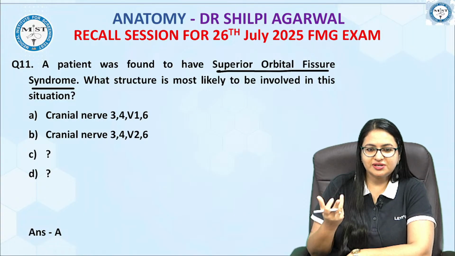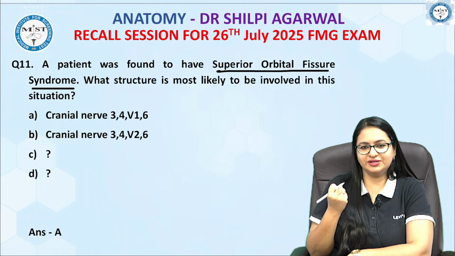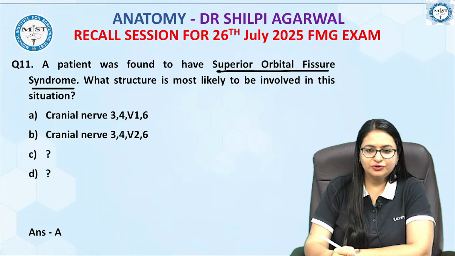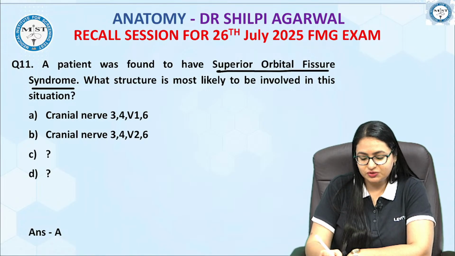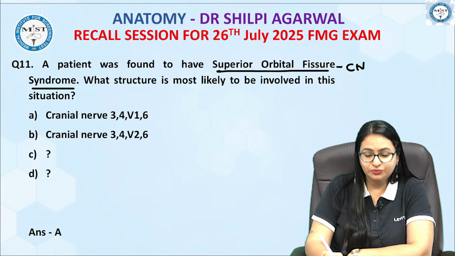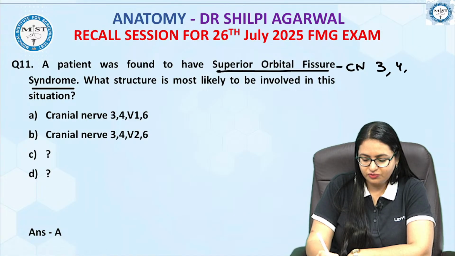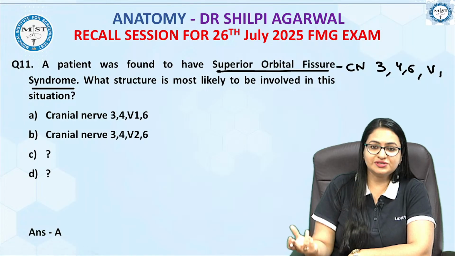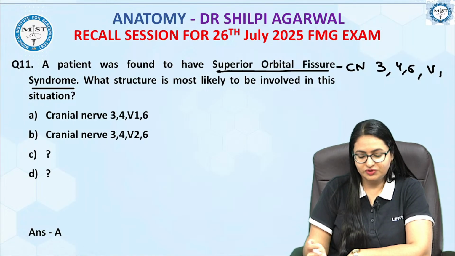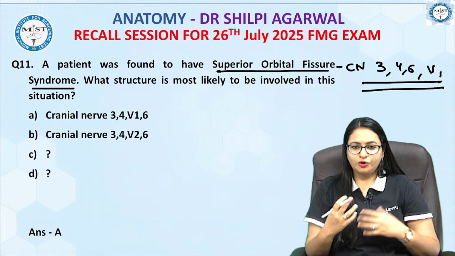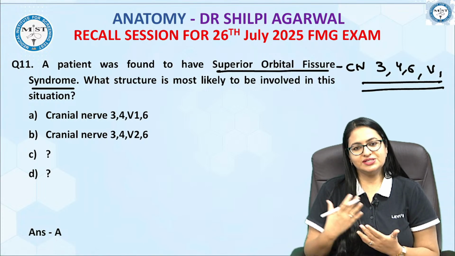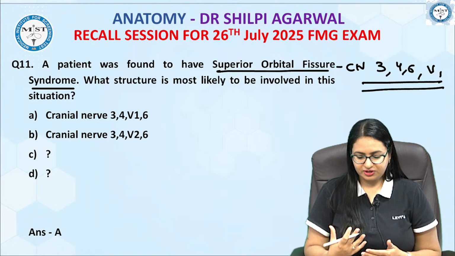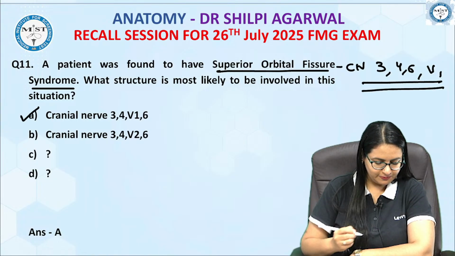So what structures are likely to be affected here? Now, whenever you are talking about the syndrome, you know that superior orbital fissure. What are the cranial nerves which pass through the superior orbital fissure? We know very well it is 3, 4, 6, and along with that V1, which is the ophthalmic nerve. So if the superior orbital fissure syndrome is written, means these cranial nerves will be, of course, affected. So the answer here will be A.